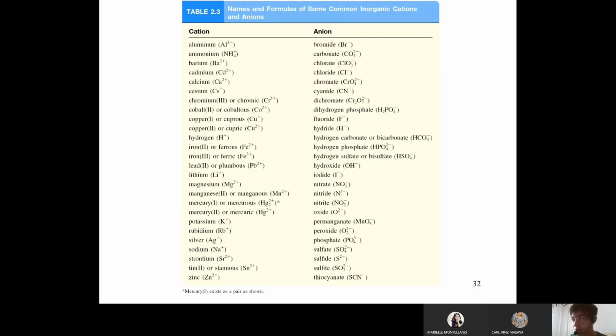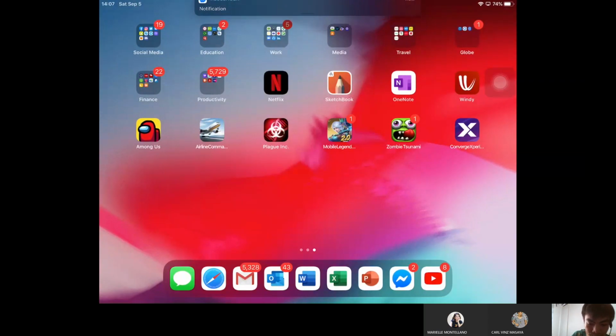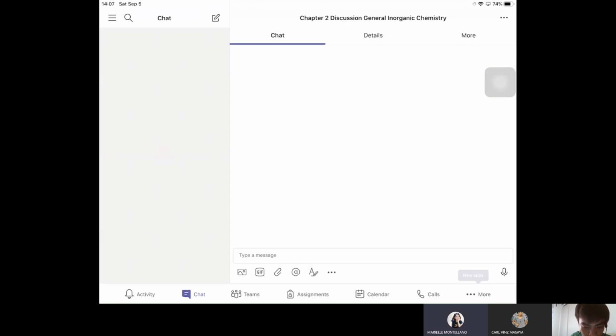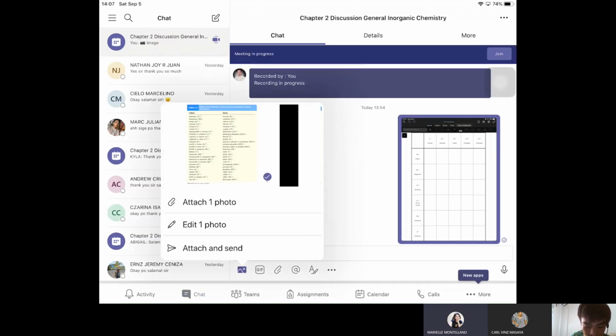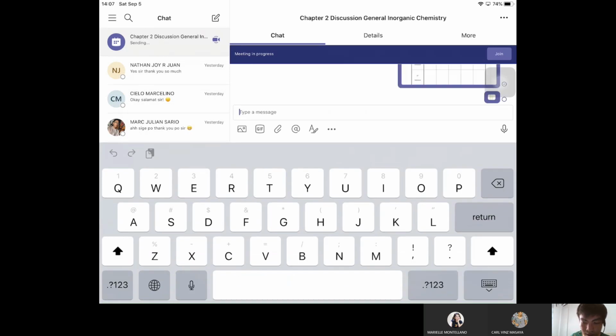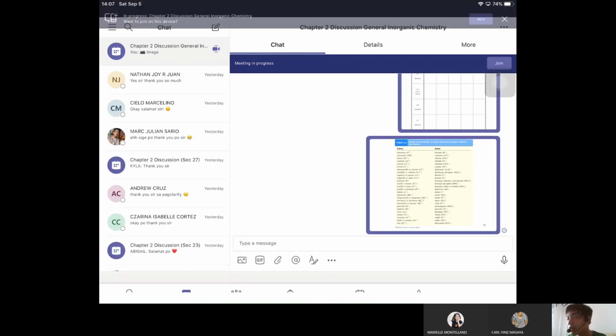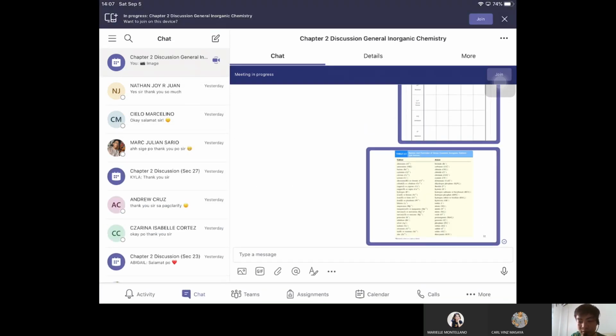Memorize niyo muna, no? Send ko sa Teams. Kabisaduhin muna sila, ha? Sa future pa ninyo malalaman, bakit negative 2 to? Bakit positive 2? So, yan. And, so, nasa Teams nyo na.